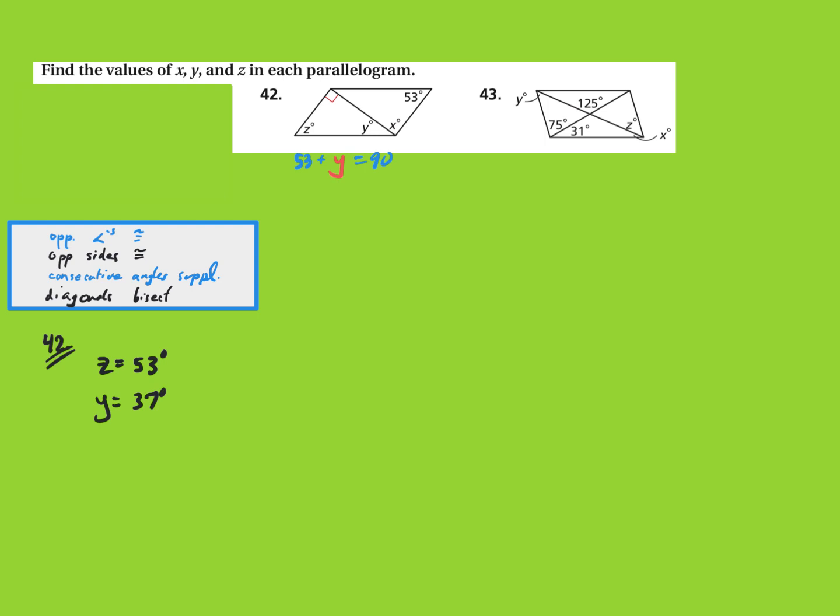37 degrees, which leaves us with x. Well, consecutive angles are supplementary. So in this parallelogram, 53 degrees is one angle, and the next consecutive angle is the combination of x and y. So this rotation plus this rotation is 180. 53 plus x plus y is equal to 180, and we know that y is equal to 37.